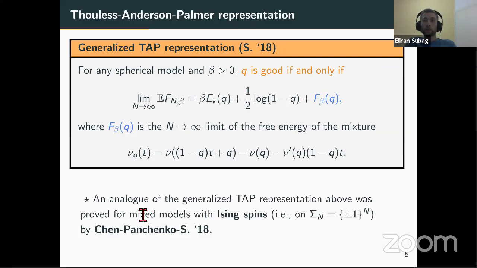And before I move on, I want to mention that together with Weiko Chen and Dmitry Panchenko, we proved an analog of this representation in the Ising case for mixed models. It's more complicated, but I will not state it now.